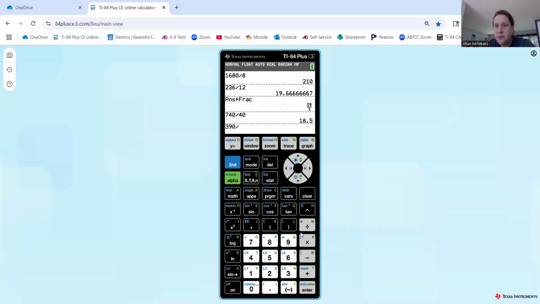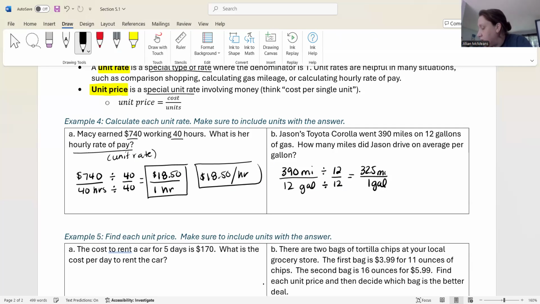So 390 divided by 12 is 32.5. So that tells me Jason gets 32.5 miles to the gallon. And again, you could also say it as 32.5 miles per single gallon. Either notation is fine. They really mean the same thing.